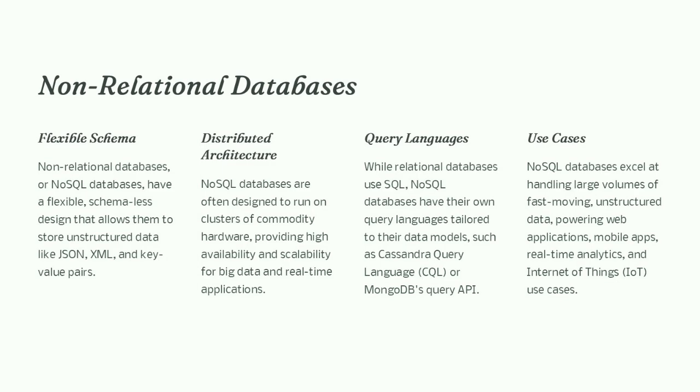They are often designed to run on clusters of commodity hardware, providing high availability and scalability for big data and real-time applications. While relational databases use SQL, NoSQL databases have their own query languages tailored to their data models, such as Cassandra Query Language, CQL, or MongoDB's Query API.